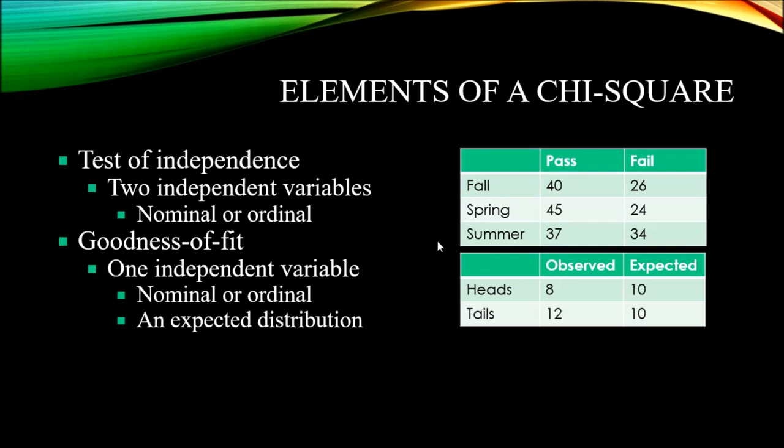Fall, spring, and summer in this example are nominal variables. You can't order the three semesters. They're nominal, name only. We have the same situation with the other independent variable here, the pass and fail outcome variable. Pass and fail are at the nominal level of measurement. You can't put one before the other.